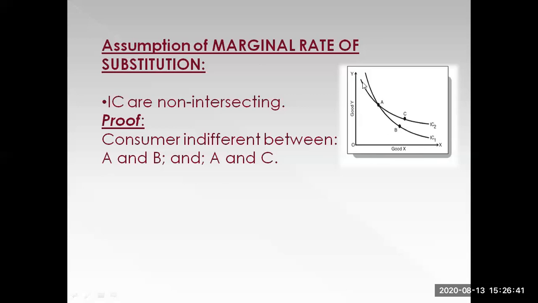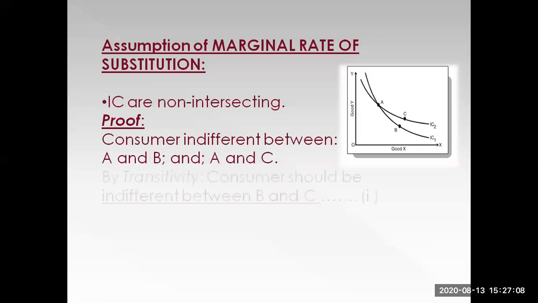What I do next is I assume indifference curve IC2 this time. So I'm assuming a different indifference curve, and by the same logic, the consumer is indifferent between commodity bundle A and commodity bundle C. That is, the utility derived from commodity bundle A is the same as the utility derived from commodity bundle C. So the consumer is indifferent between A and C.